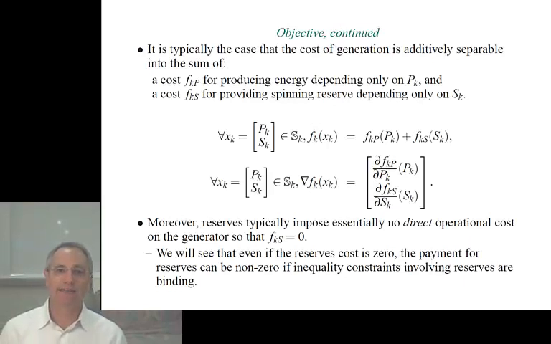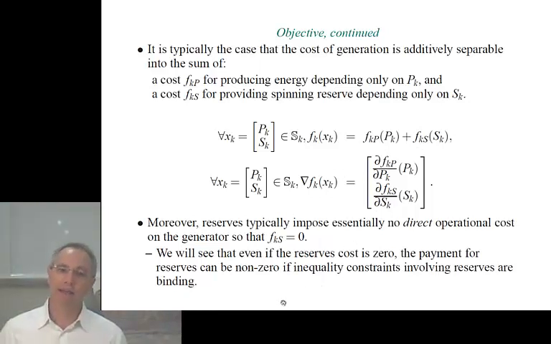However, it's typically the case that the cost of generation is additively separable. It really breaks up into the sum of a cost fkp for producing energy that's dependent only on pk, and a cost fks for providing spinning reserve that depends only on sk. So in that case, we can think of Fk of xk to be the sum of two terms. And then the gradient has two entries that indeed depend only on pk, the first entry, and sk, respectively. Moreover, the reserves typically impose no direct operational cost. So in fact, typically fks is equal to 0, which means that its gradient is also equal to 0.